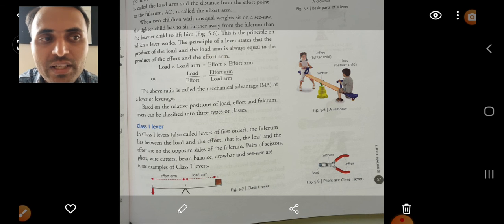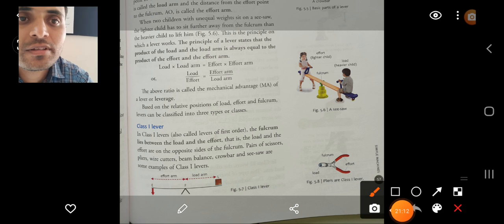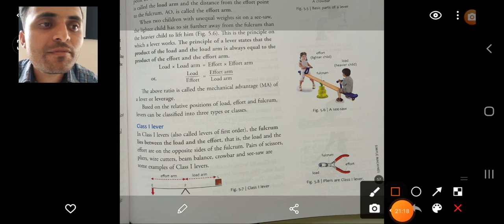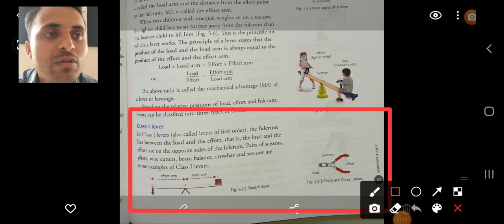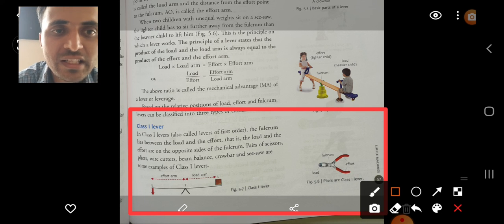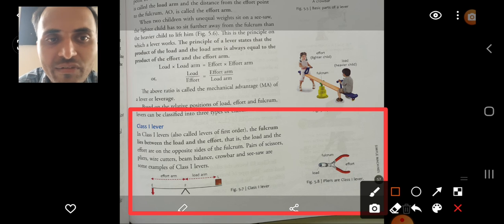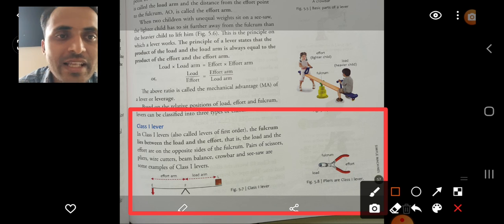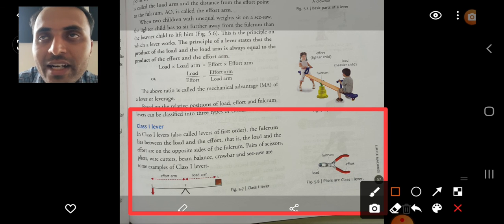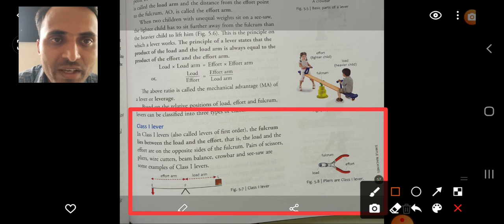What do you mean by class 1 lever and what are their examples? So see it carefully about the class 1 lever, which is given on page number 57. So in class 1 lever, what happens? It is very simple. At the center there is a fulcrum point which is fixed. On the other side there is a load point, and exactly in the opposite direction at its end there is an effort point. Okay, that is called a class 1 lever. So the fulcrum is located in between the effort point and the load point.